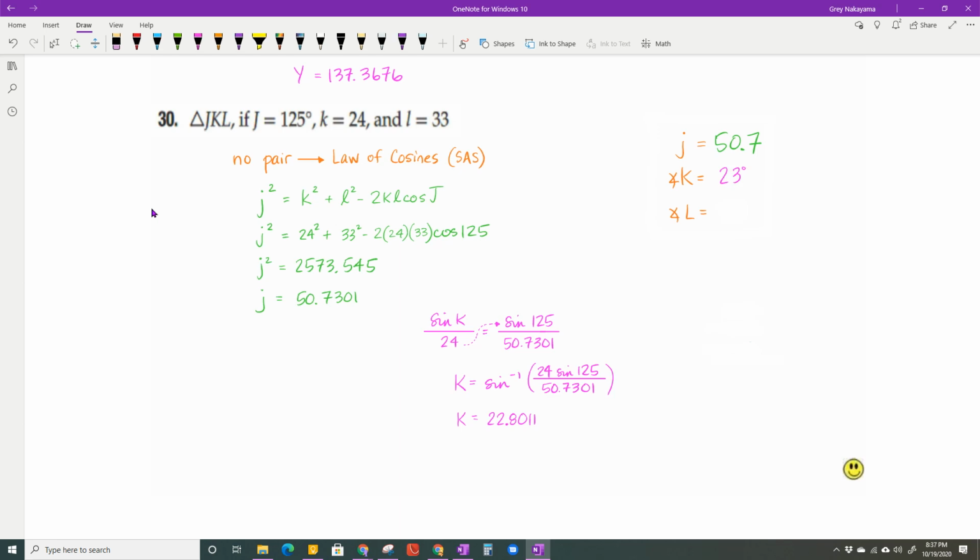And again, third angle, because I already know two of them, I'm going to subtract from 180. So I'm going to have 180 minus 125 minus 23, and that is equal to 32. And that is all you have for the law of sines and the law of cosines.